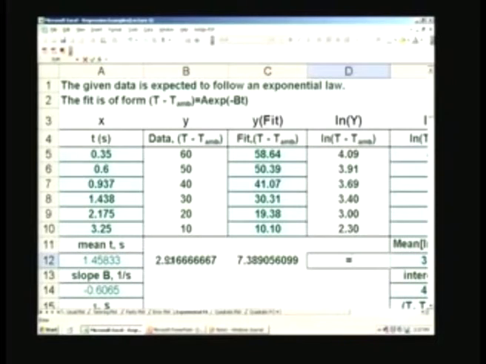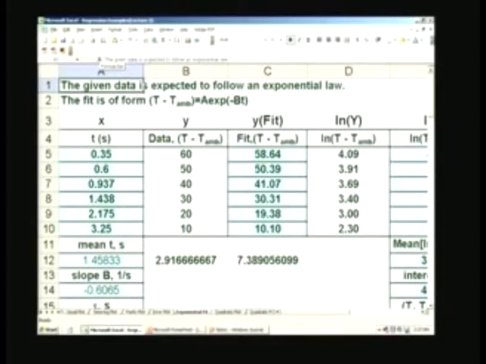I am able to enter either a text. Actually, I have entered a text here, as you can see. In fact, text appears in the text box, which is not very clearly seen, but it is here. It appears there at the top in this text bar, and the text bar contains all the text I have entered here. The given data is expected to follow an exponential law, and that is what you see at the top here.